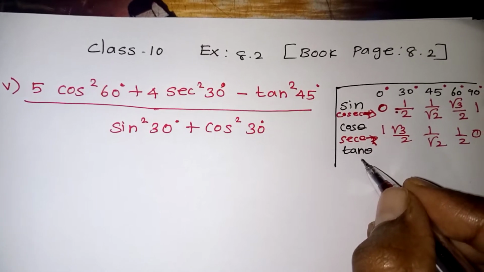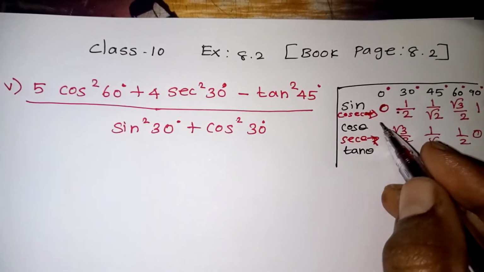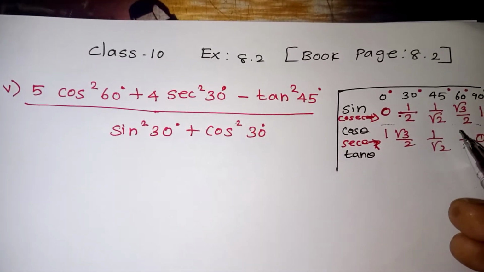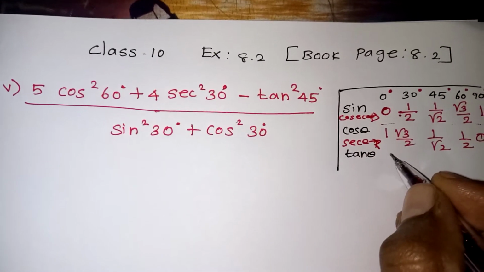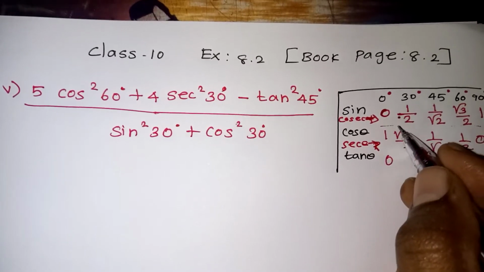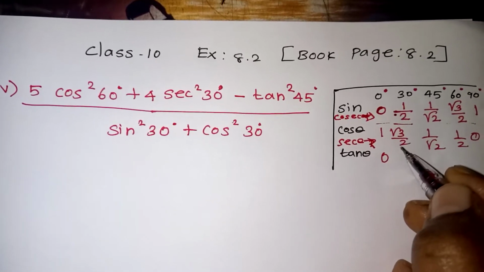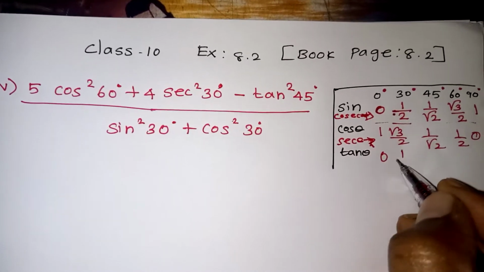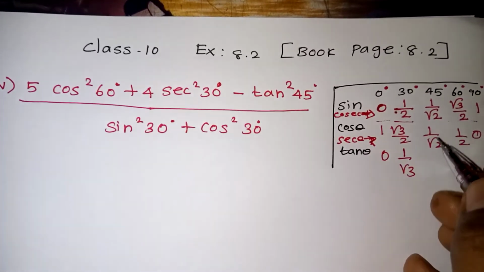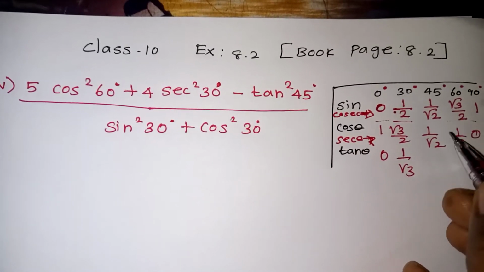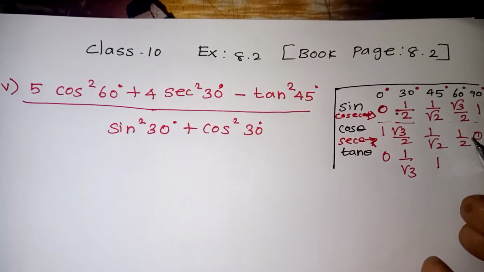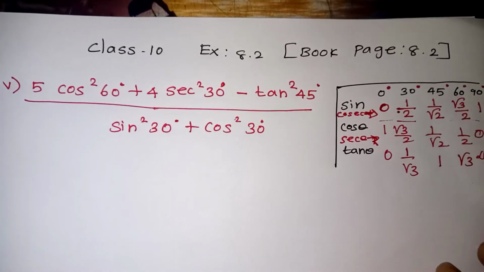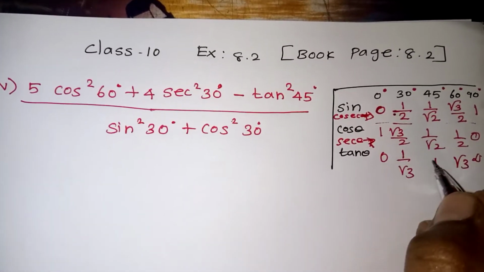Tan theta is nothing but sine by cos. If you divide these two, you will get the answer. Here 0 by 1 gives 0. When we divide these two, the 2 gets cancelled, so the numerator is 1 and the denominator is root 3, so we write 1 by root 3. 1 by root 2 divided by 1 by root 2, numerator and denominator are the same, so it becomes 1. Here the denominator 2 gets cancelled, so root 3. 1 by 0 is not defined. So these are the tan values directly.